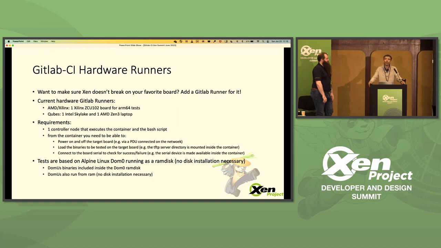Let's say that you want to have Dom0 starting a DomU. We do have tests like that. Actually, the x86 test is exactly like that. So you would add the DomU RAM disk inside the Dom0 RAM disk and still run everything from RAM. So you boot Dom0 from a RAM disk and then do xl create, as the DomU is also on a RAM disk. So no installations are necessary so far for any of the tests that we have.